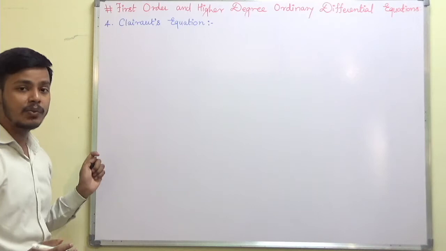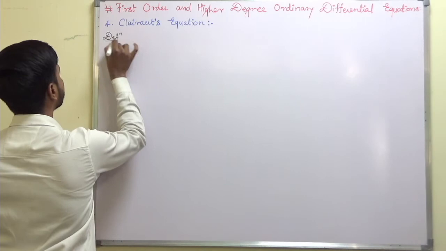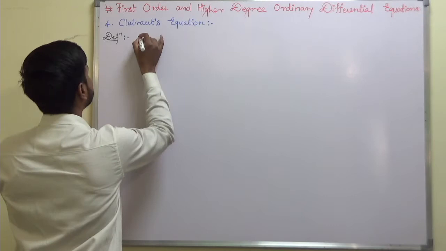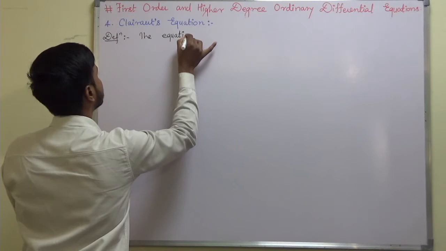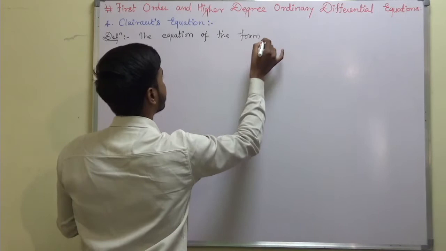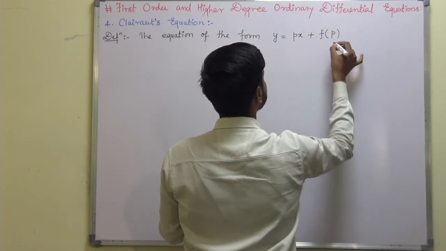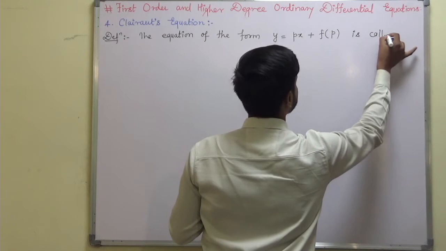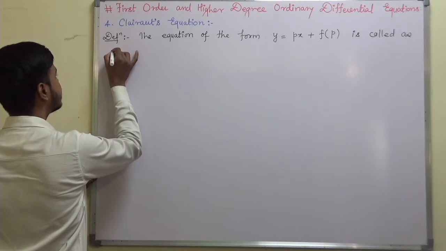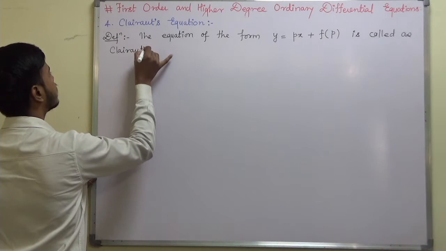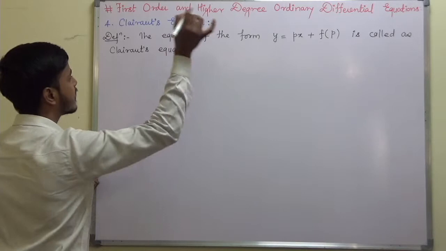So what is the Clairaut equation? I am going to start with the definition. This 4 indicates method number 4. The equation of the form y is equal to px plus f of p is called Clairaut's equation. Okay, so an equation of the form like this is the Clairaut equation.